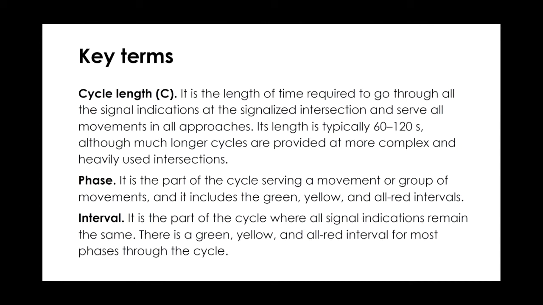Phase is another term that we usually use when it comes to designing signals, and it is the part of a cycle serving one movement or one group of movements, and it includes green, yellow, and all red intervals. The other term that we use is interval. Interval is the part of the cycle where all signal indications remain the same, which obviously we have green, yellow, and all red intervals for most phases.